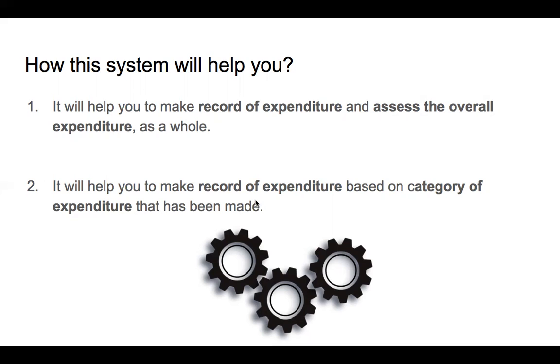The second system is recording the same daily expenditure in such a way that we categorize each expenditure. So what is categorizing each expenditure? We are going to see in the next slide.